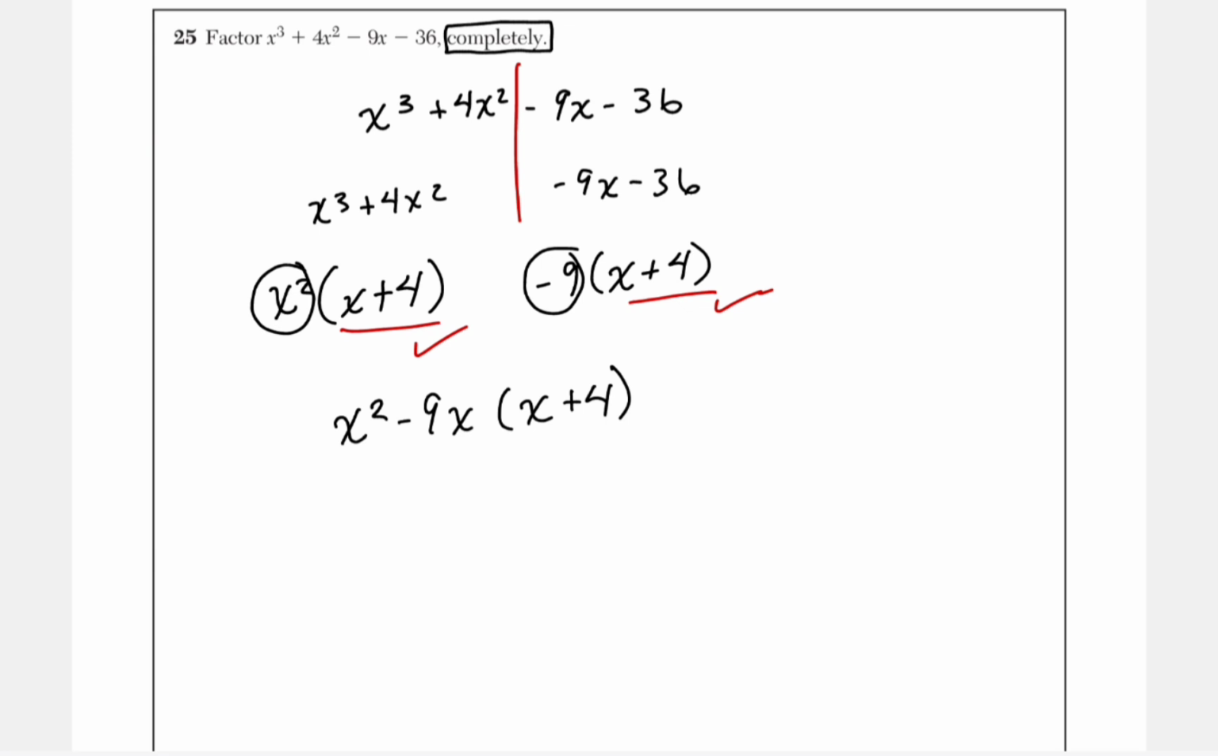If you put this on the test, you will not get full credit. Here is why. This part right here that I'm highlighting in red is not factored completely.